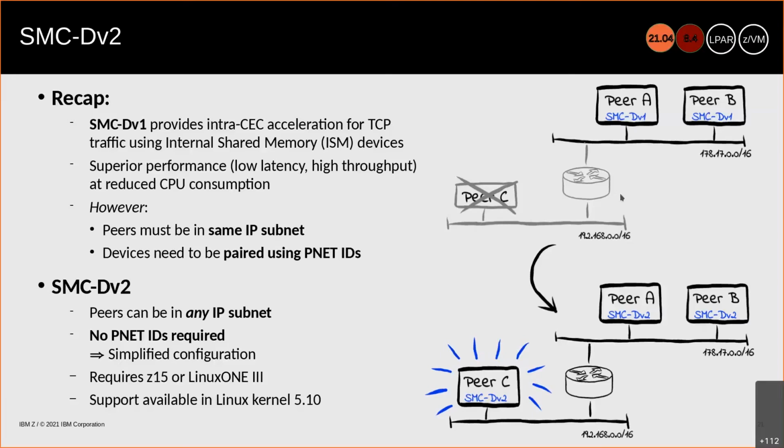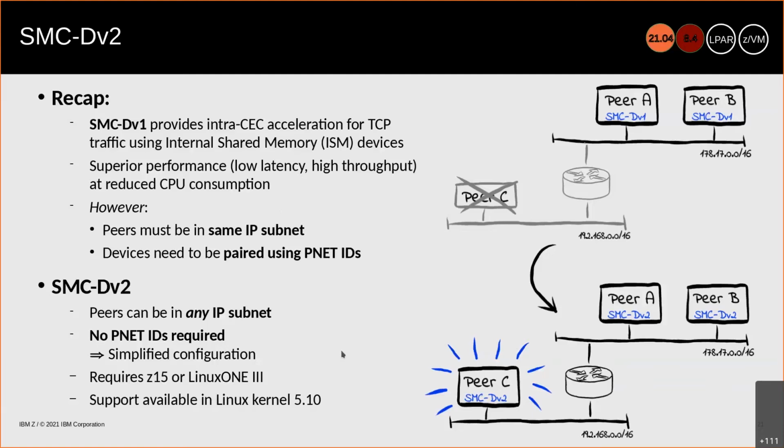Now with SMCD version 2, that changes. So now peer C becomes reachable. Basically you do not need to care about your network topology anymore. Whatever or wherever your peer is located, as long as at the end of the day it's hosted on the same box as SMCD is, you can connect to it, and SMCD will then accelerate your TCP traffic drastically, giving you a lot faster, higher throughput, lower latency, and at the same time reduce your CPU consumption.